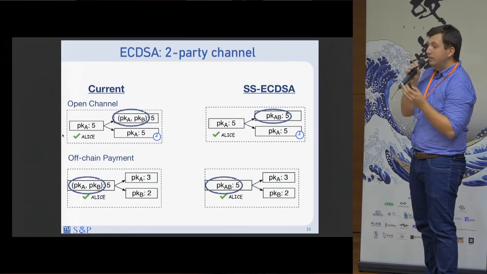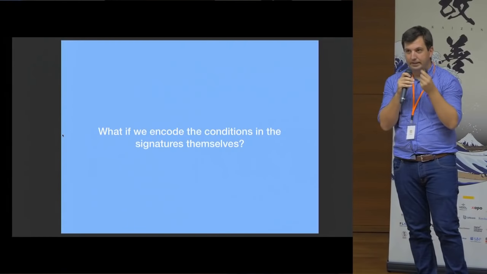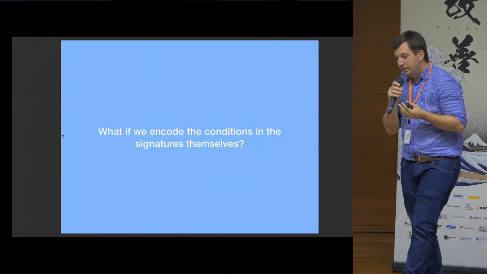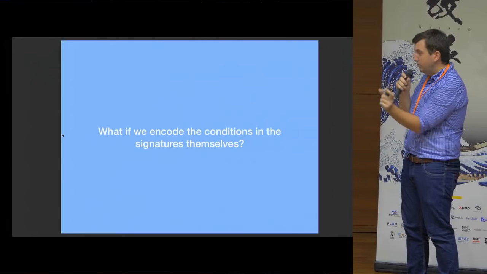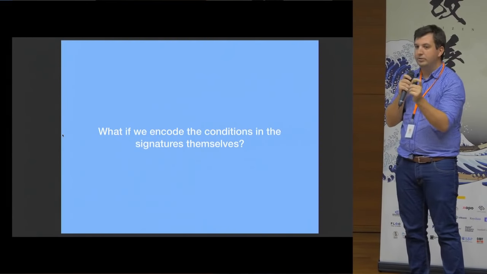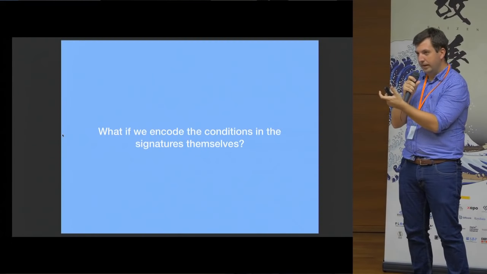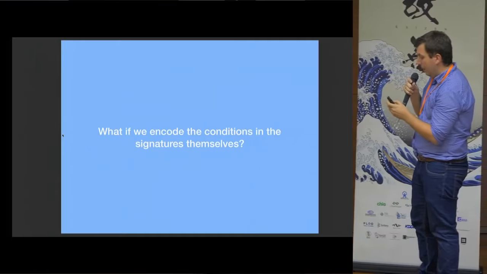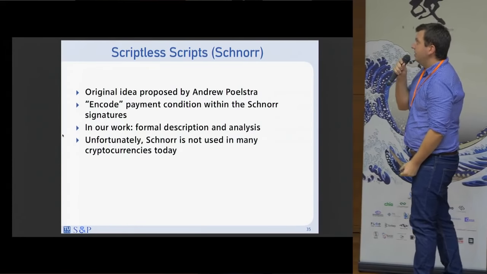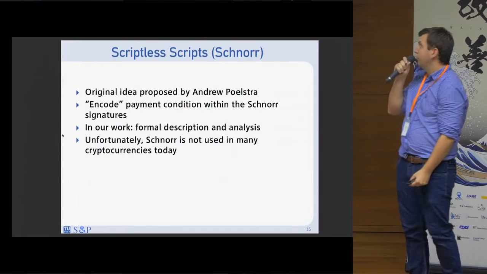This is cool, so this is a nice first step, but the question is, can we do better than that? And then the next thought is, okay, this is good, but what if we try to put the condition of the payments in the signature itself? So can we encode the condition that is now used with the hash function into the signature itself? And the answer is yes. There's this idea of scriptless scripts that was first proposed by Andrew Poelstra.